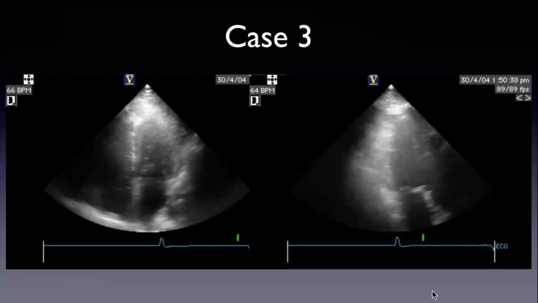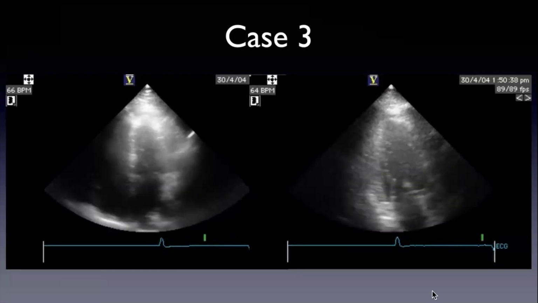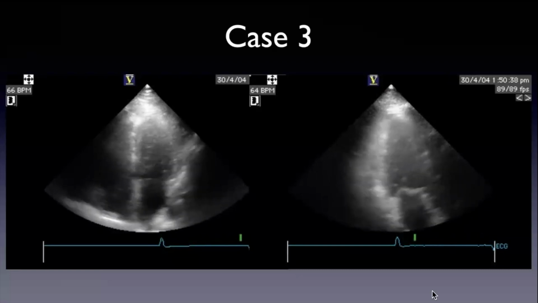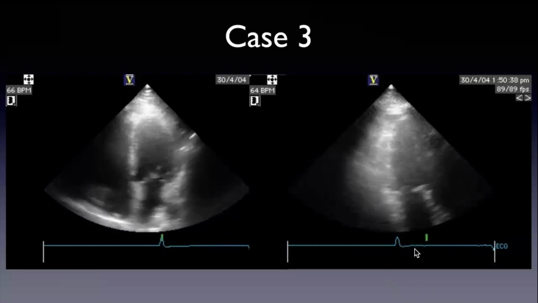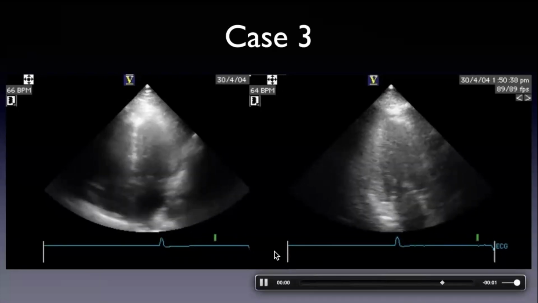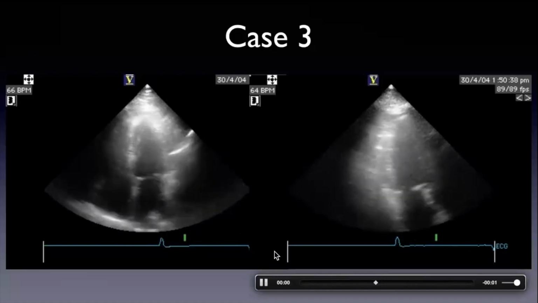So this is circa 2004. And if you thought the images were bad now, look at this, it's like a super TDS. So apical 4 on the left, and apical 3 on the right. You get the sense overall LV function looks normal, right? Maybe a little bit hyperdynamic.